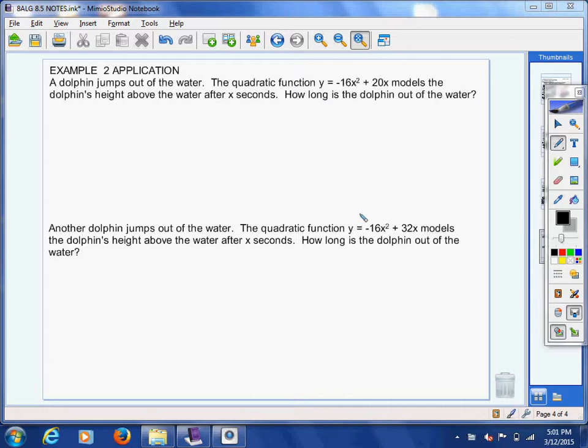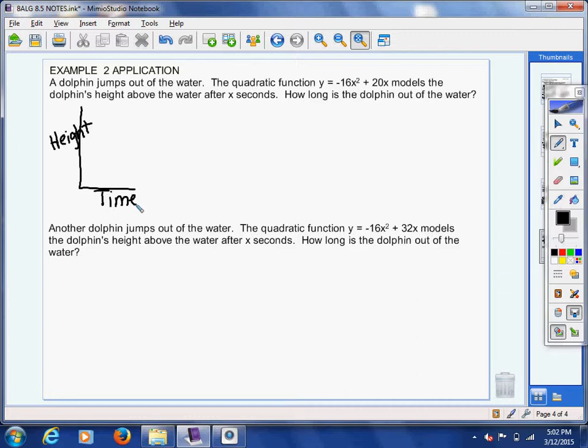We actually have an application problem, and I want to show you yet another feature that I think you're really going to like. Here's the situation. A dolphin jumps out of the water. The quadratic function y equals negative 16x squared plus 20x models the dolphin's height above the water after x seconds. So again, we're back to the very typical drawing where height is your y-axis and time is your x-axis. The dolphin's jumping out of the water, and of course what goes up has to come back down, so it's going to come back down into the water again. So how long is the dolphin out of the water?